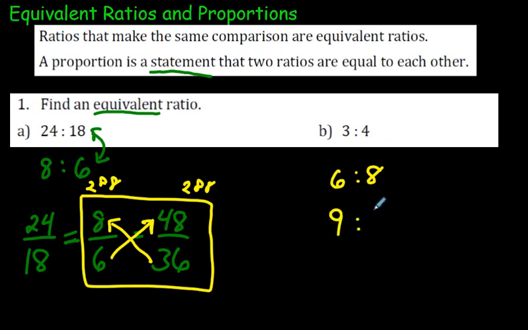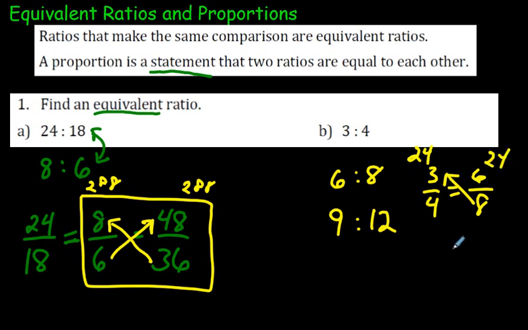9 to 12. And if we wanted to know if these proportions are equal to each other, if they're proportionate, you could just write 3 over 4 is equal to, let's say, 6 over 8. Multiply across, you get 24. 6 times 4 is 24. These are proportionate. They are proportions.